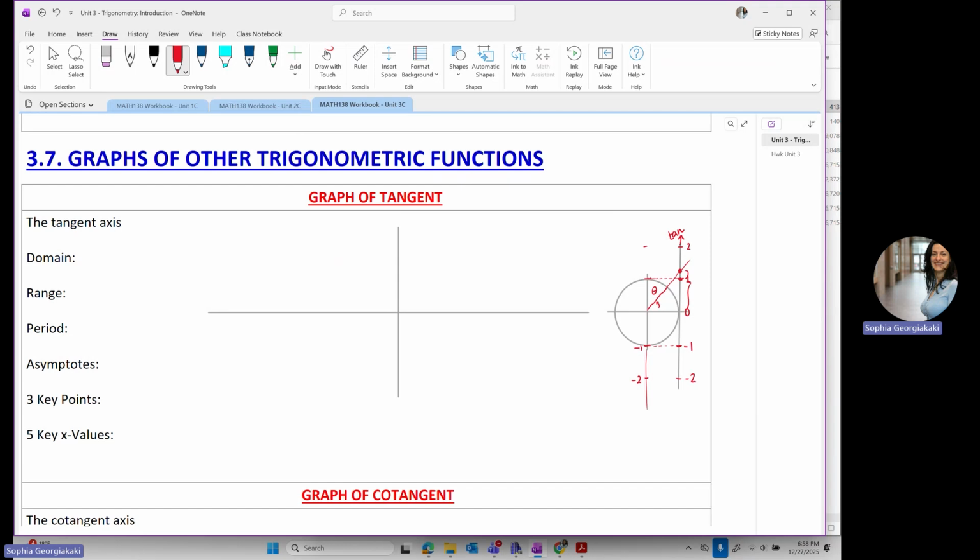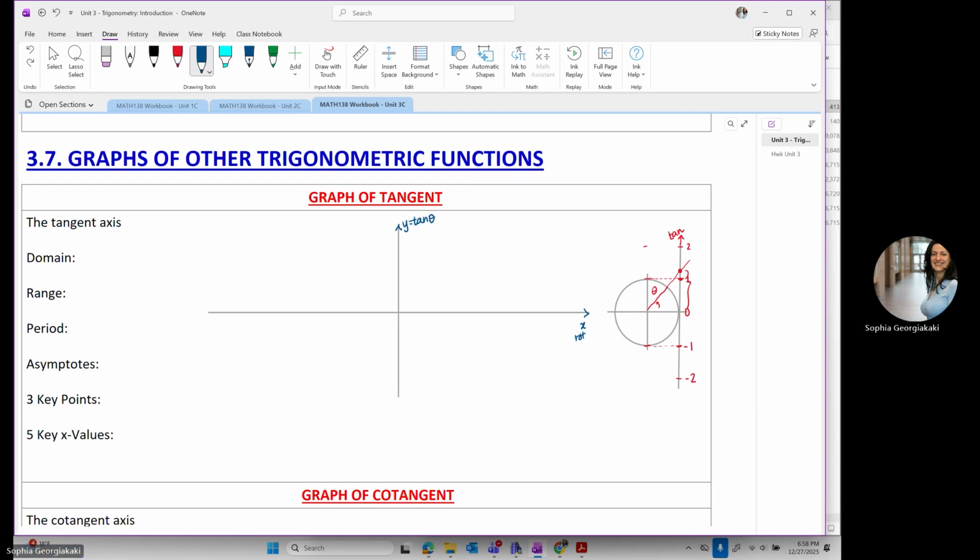And every time I'm looking for the tangent of a particular rotation, I will be extending the terminal side. So I want to graph the tangent. The y-axis will be the tangent of theta, and the x-axis will be the rotation.